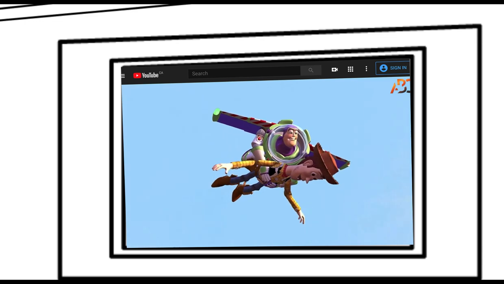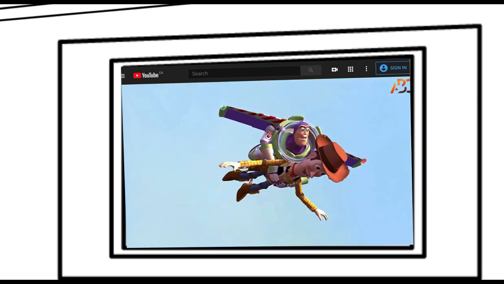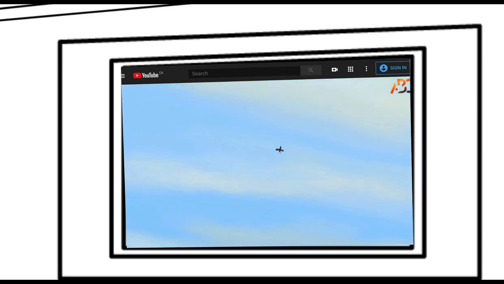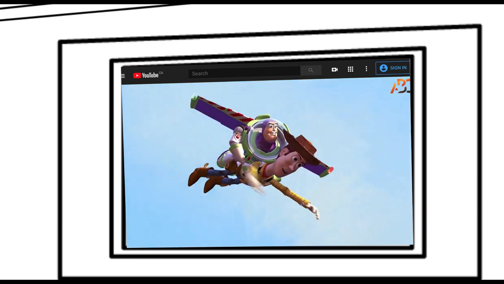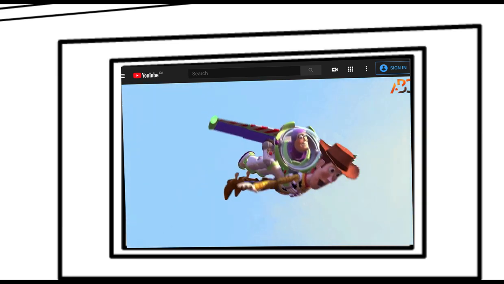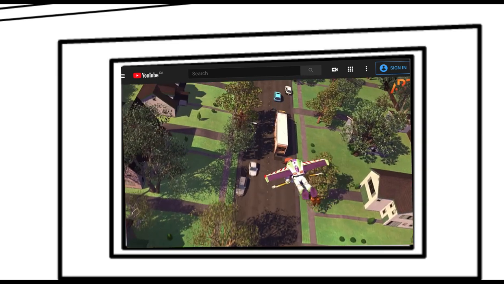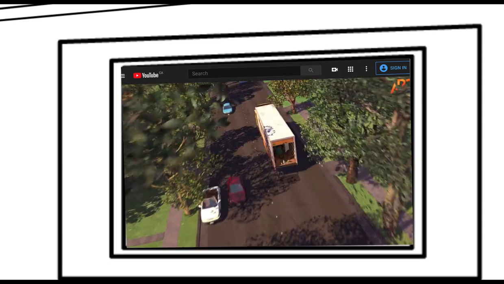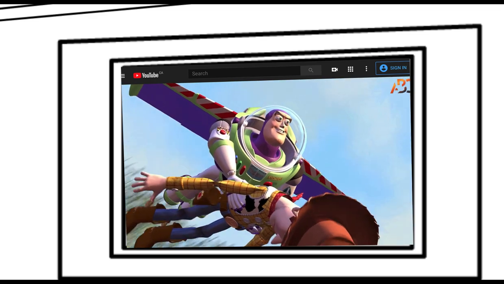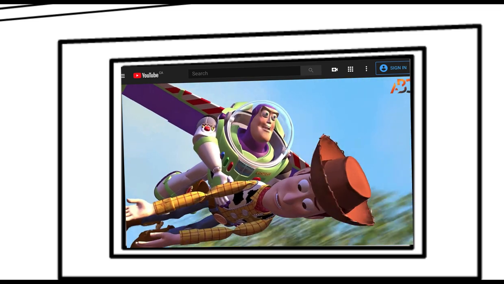This isn't flying, this is falling with style. To infinity and beyond! Buzz, we missed the truck! We're not aiming for the truck.